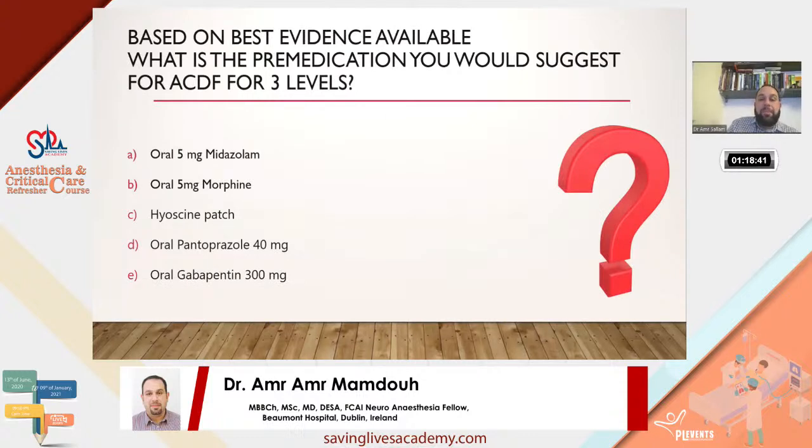Which premedication would you suggest for an ACDF, an anterior cervical discectomy and fusion, of 3 levels, which is a major surgery? Is it 5 milligrams of midazolam, 5 milligrams of morphine, a hyoscine patch, oral pantoprazole 40 milligrams, or oral gabapentin?